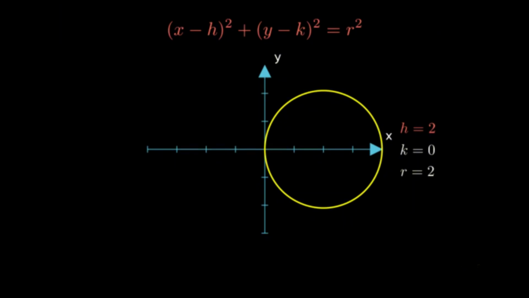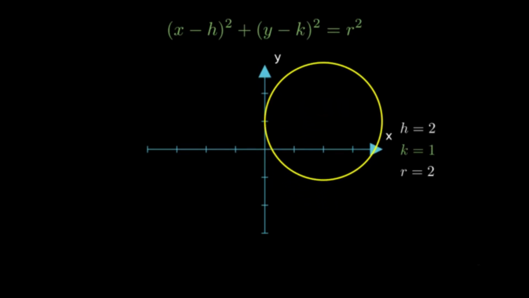Next, let's look at the k parameter, which controls the vertical position of the circle's center point. Similar to h, when k is positive, the center shifts upward, and when k is negative, it shifts downward. As we increase k from 0 to 1, notice how the circle moves 1 unit upward along the y-axis. Our circle is now centered at the coordinate point 2, 1. Again, this happens because in our equation, we're subtracting k from y, so increasing k shifts the circle upward.